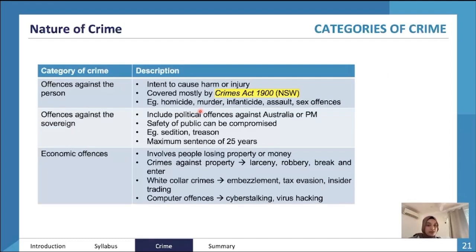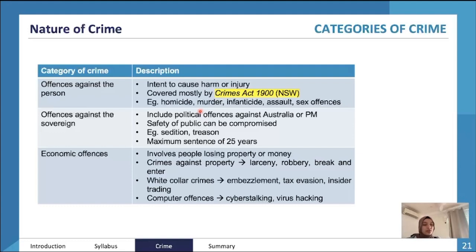So offences against a person, this is the intent to cause harm or injury, right? Most of this will be covered in the legislation that I'm sure all of you know of if you've gone through any part of crime before, the Crimes Act 1900 NSW. This is the most important legislation for crime. Please, please, please know it. The examples of this are quite self-explanatory. Things like homicide, murder, infanticide are all examples of offences against that specific person.